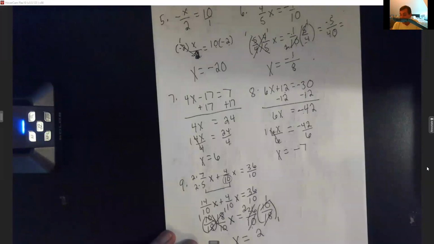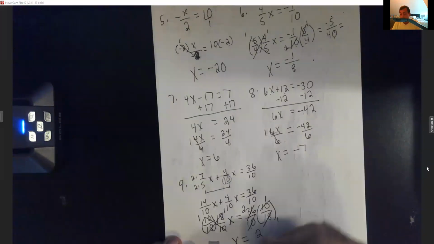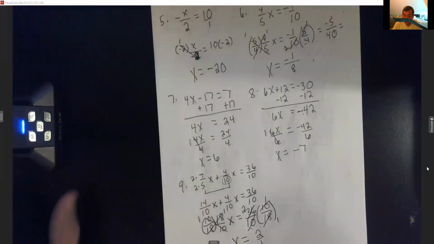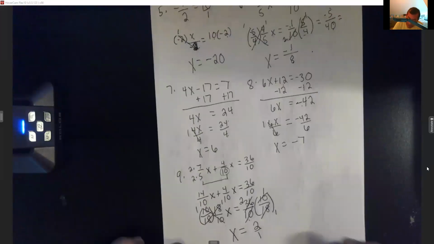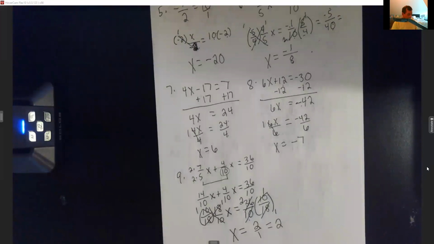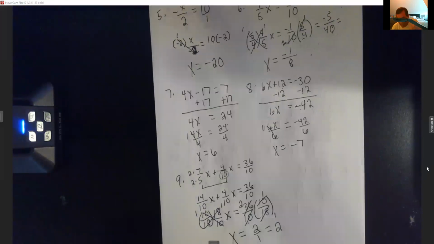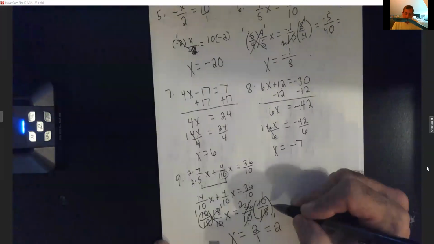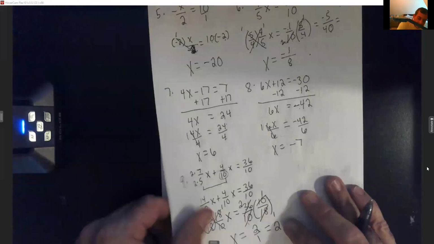So y'all, since the bottom ended up being a 1, do I have to write that 1? No. So this answer would be x equals 2. Okay? So the trick is add these together, finding a common denominator. Once they're added together, multiply by the reciprocal of that fraction. Flip it, multiply both sides by the reciprocal, and then here reduce. Okay? All right, y'all, moving on.